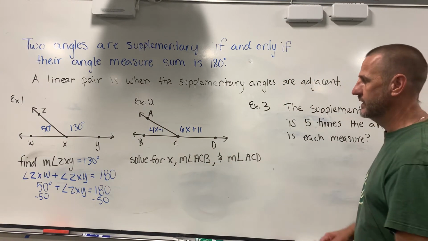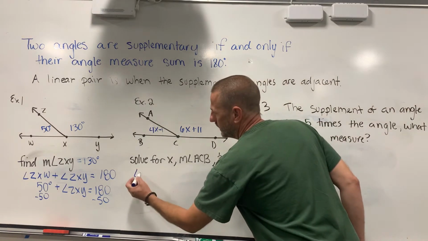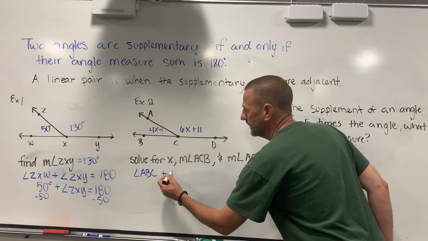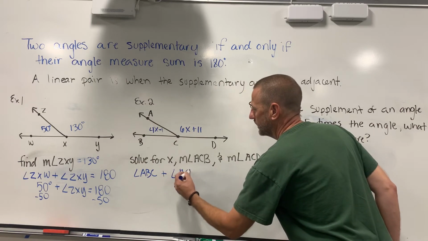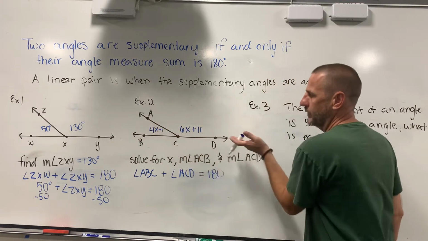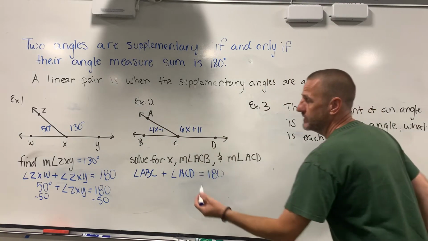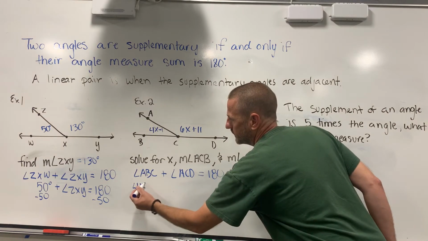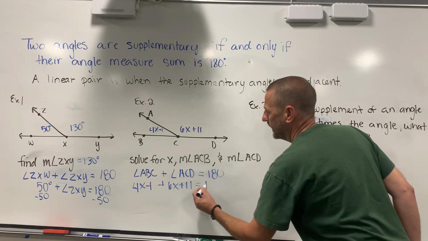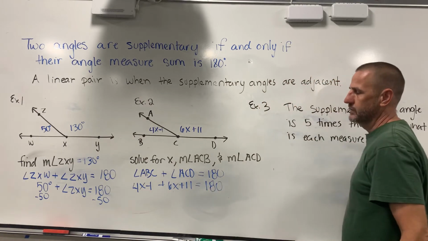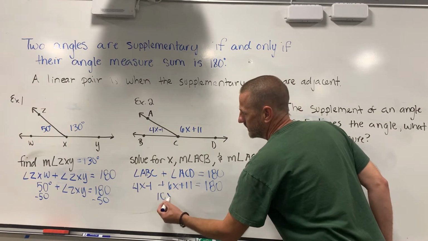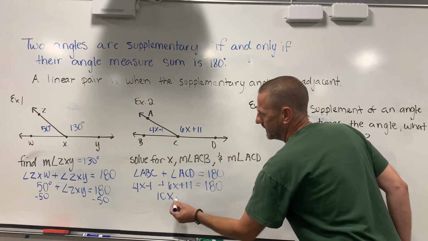What we know about this is that angle ABC plus angle ACD has to equal 180. They've come together to make a straight line. So if I substitute in some values, I have 4x minus 1, and I have 6x plus 11 equals 180. Start combining my like terms. I've got 4x's and 6x's, that's 10x's. And negative 1 and 11 makes 10.